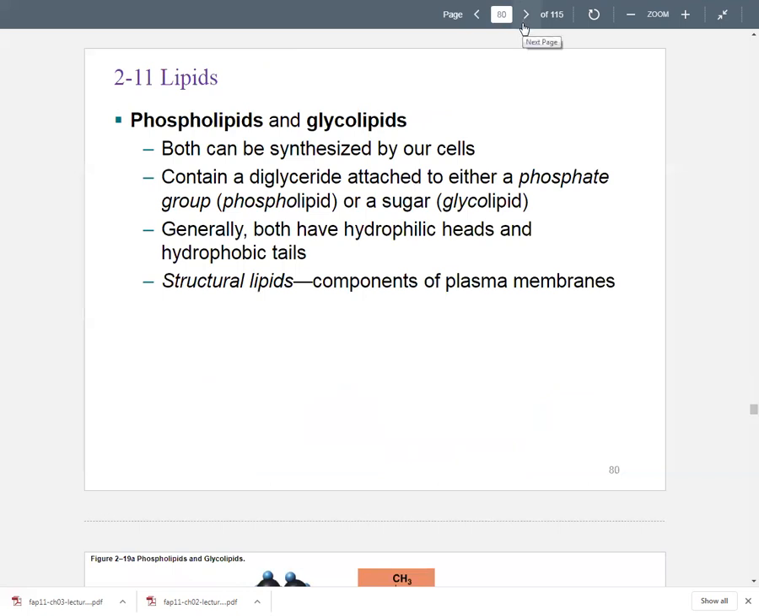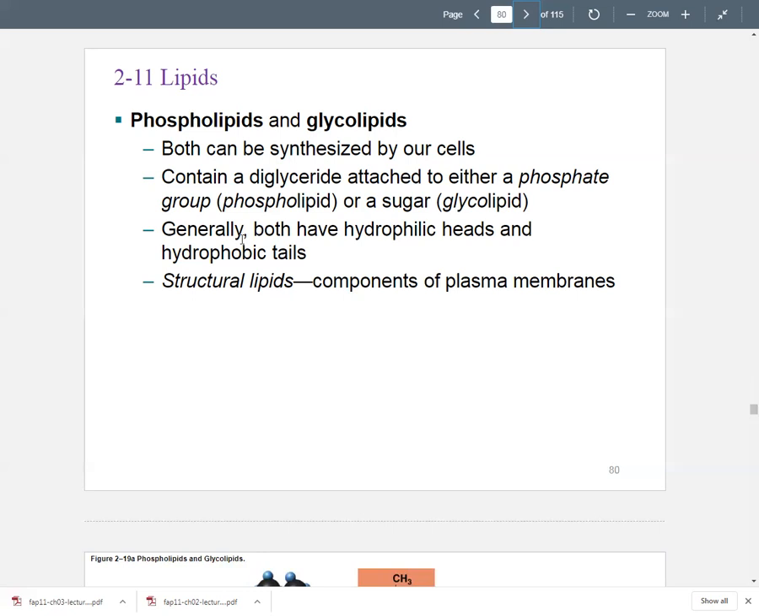Okay, phospholipids and glycolipids. Your cells can make these. A lot of this is how it's designed. They have a diglyceride, which means 2 glycerides, and there can be attached to a phosphate group. So if it's a lipid attached to a phosphate group, it's a phospholipid. That's what you see in your cell membrane. If it's attached to a sugar, glyco means sugar, like glucose, it's a glycolipid. And sometimes glycolipids are attached to the membrane.